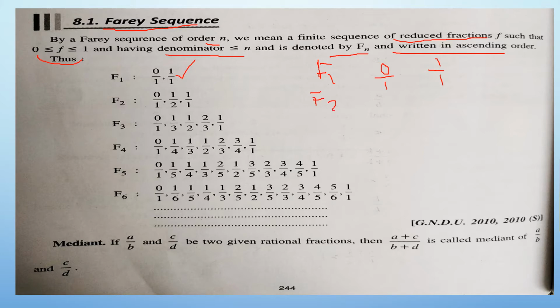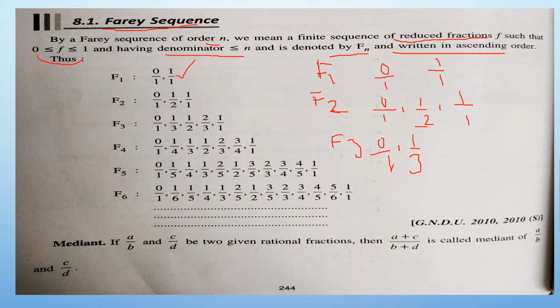If we have to find other fractions, we will add numerators and denominators: 0 plus 1 is 1, 1 plus 1 is 2. It lies between them, and always note that the denominator should be less than or equal to n. So 2 is less than or equal to 2, so it will be okay. If we take F3, if we add 0 plus 1, it will be 1 upon 3.